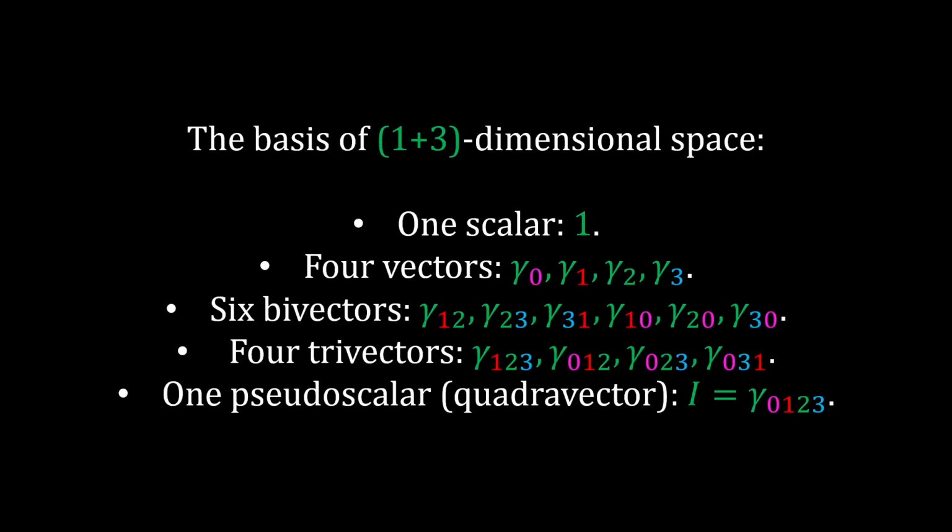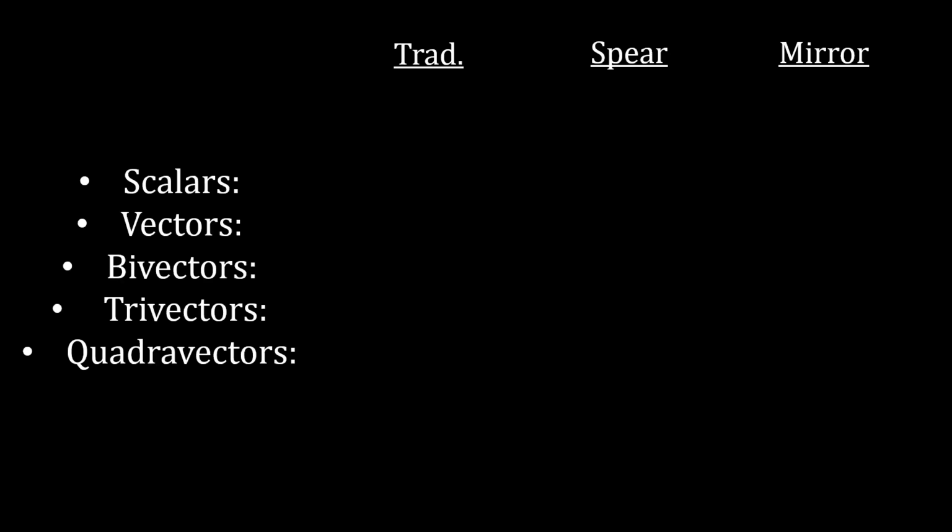To assign geometric views to the basis of the spacetime algebra, we must first know the basis. There's one scalar, there are 4 vectors, one for each orthonormal direction in spacetime, there are 6 bivectors, there are 4 trivectors, and there's one pseudoscalar. Now we can see what the corresponding geometric objects are for each view of geometry.